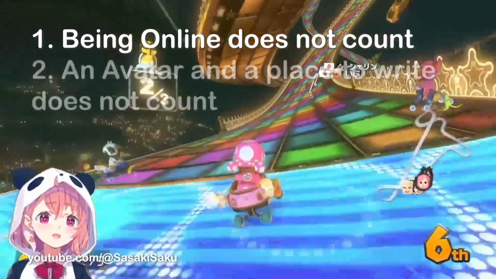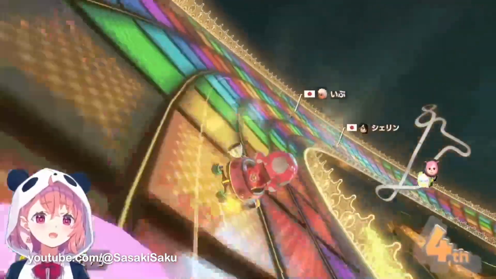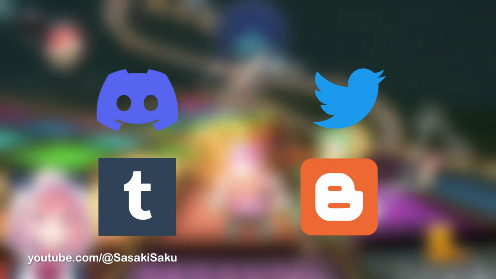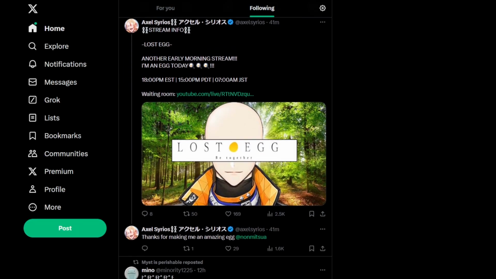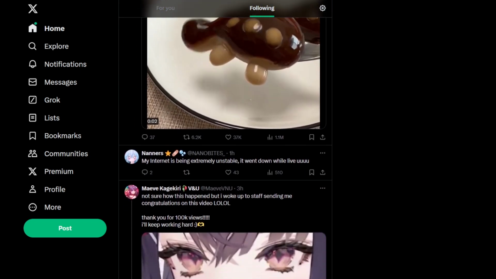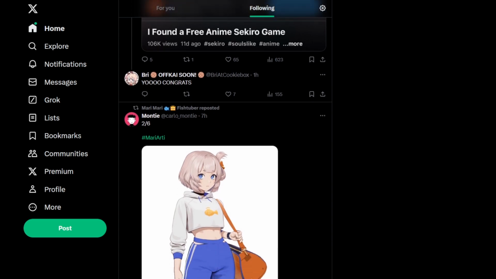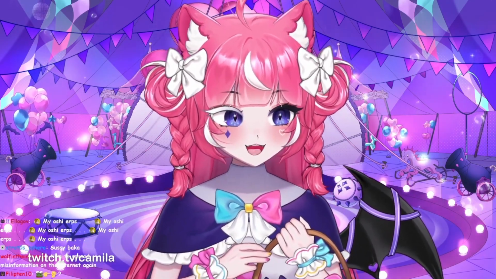Second, anyone with an avatar on their profile and a place to write is not a VTuber. If you have a profile picture on Discord, Twitter, Tumblr, or even a blog site, we would have to say that's not a VTuber. If it was the case, then everyone is a VTuber. It's possible to say everyone online is a VTuber since technically they're an online entertainer by interacting with each other and use an avatar generated with computer graphics. For the purpose of a unified understanding of the term, we cannot use that.